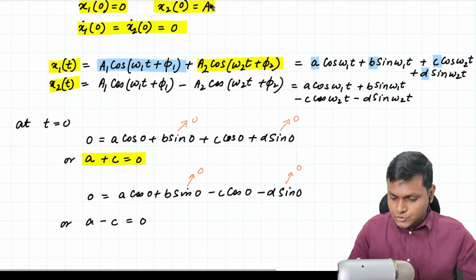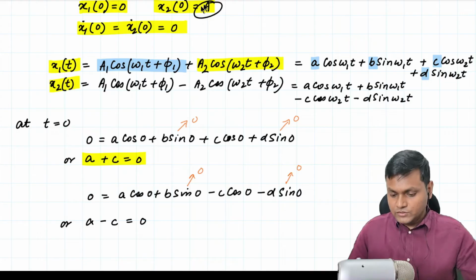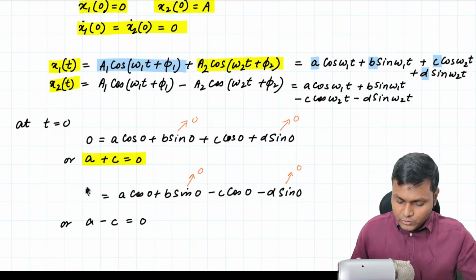Sorry, I made a mistake. x2 was not equal to 0. x2 was equal to A. So this must be equal to A.